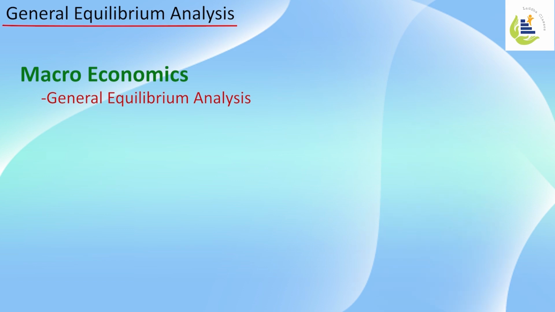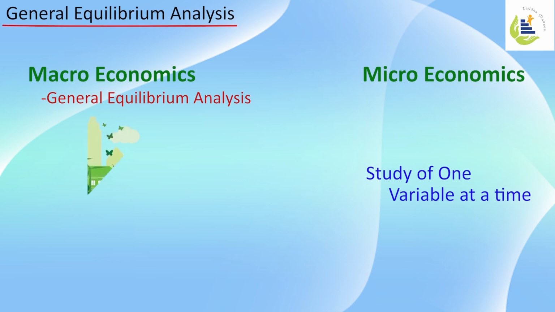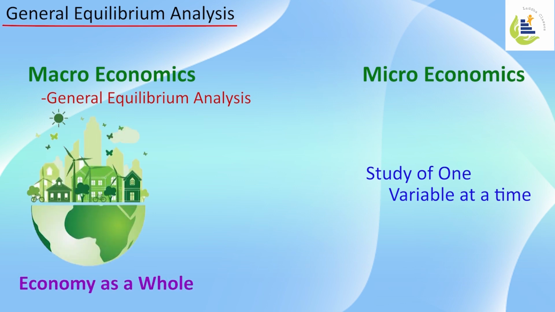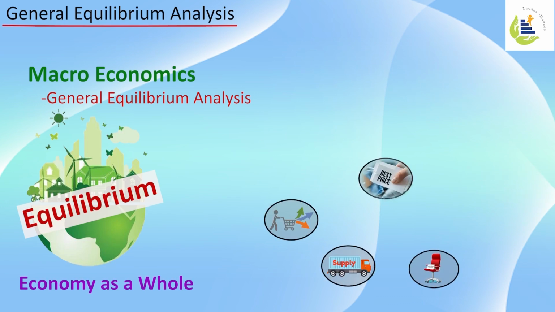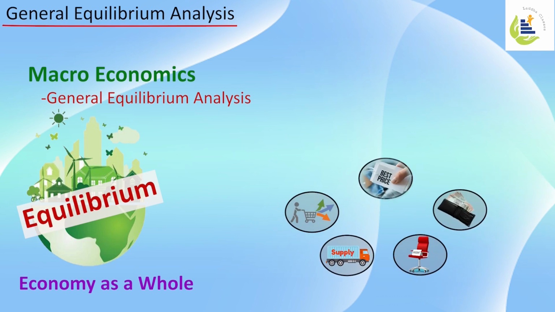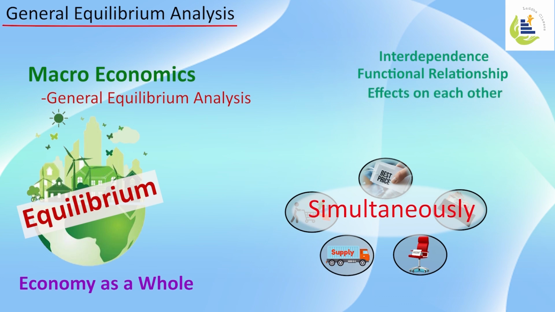So here, instead of studying one variable at a time, which is what we do in microeconomics, in macroeconomics we try to understand the whole economy in an equilibrium state, and we try to understand the effects of various economic variables simultaneously. Their interdependence, their functional relationship with each other, how they affect one another, and how the harmony, the equilibrium, has been established is studied simultaneously.